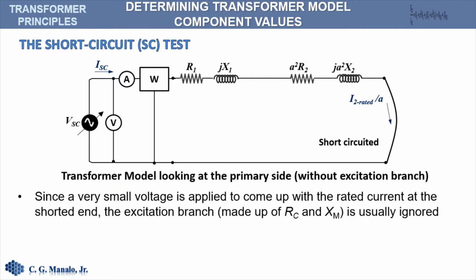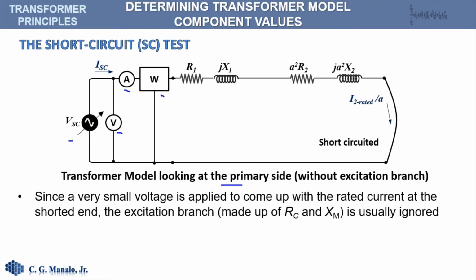Since the applied voltage is usually small to come up with a rated current on the other side, we can ignore the effects of the shunt circuit and use a simple circuit as shown here. So after applying the required voltage, we also measure the resulting current and the power consumed by the transformer, including the voltage applied. And based on this circuit, this is just a simple series circuit.